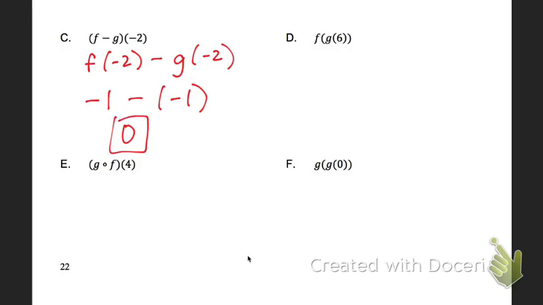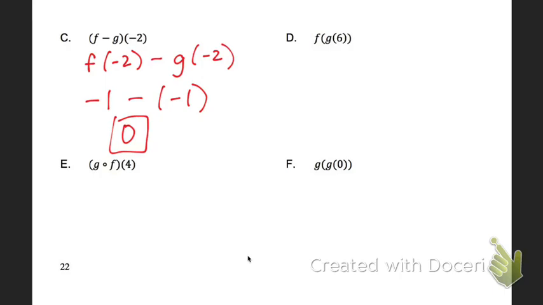Okay, let's go to the last ones and then we're almost done. So try C. I'm going to rewrite it as F of -2 minus G of -2. They both touch at the same point, so it's 0 because they intersect.